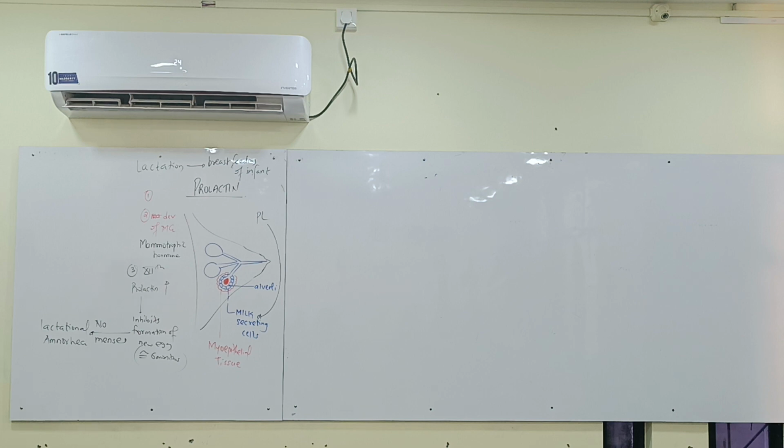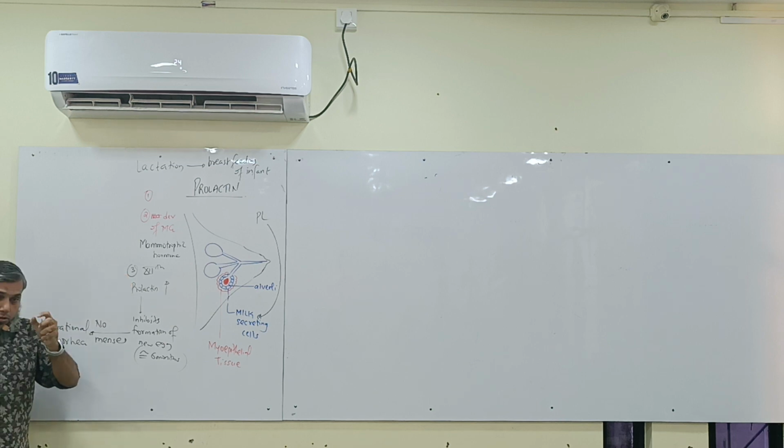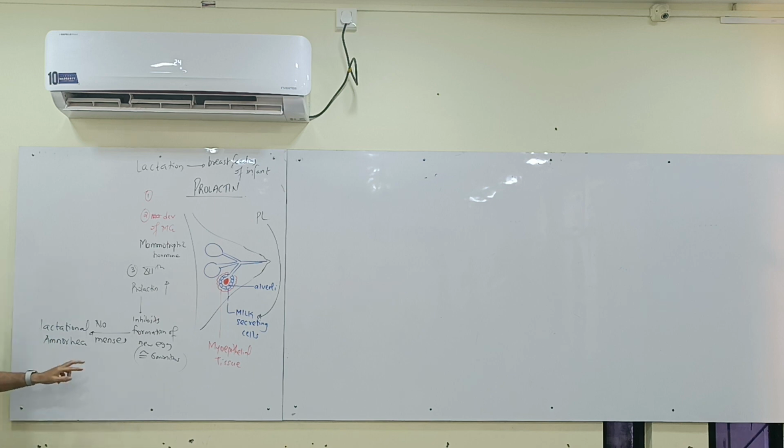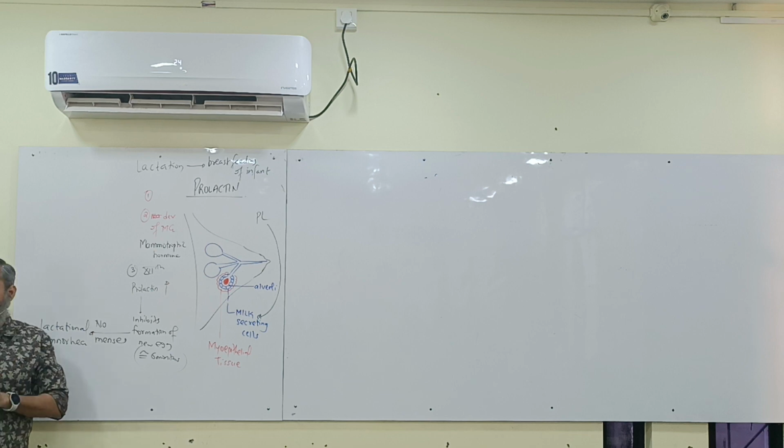Yes. So when prolactin levels are high, new egg development does not take place. As a result of which, almost for 6 months, there is no menses. That is called what? Lactational amenorrhea. I hope my class followed all of you.